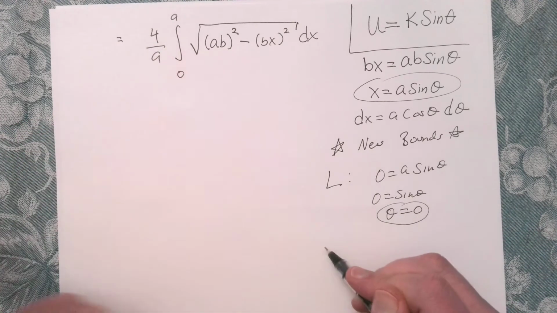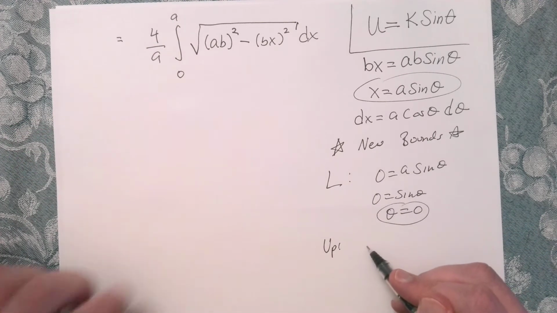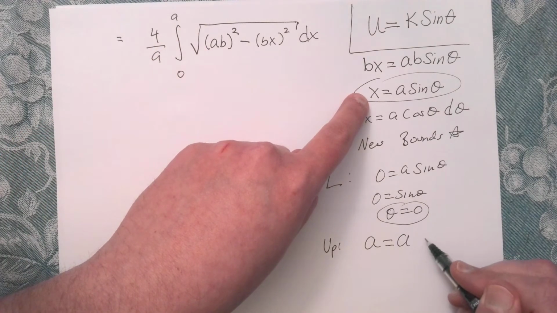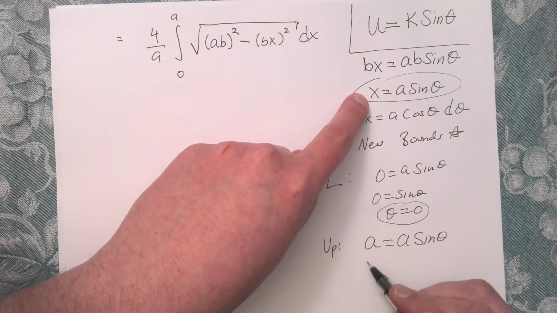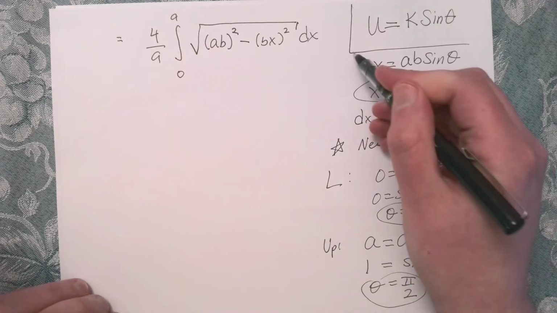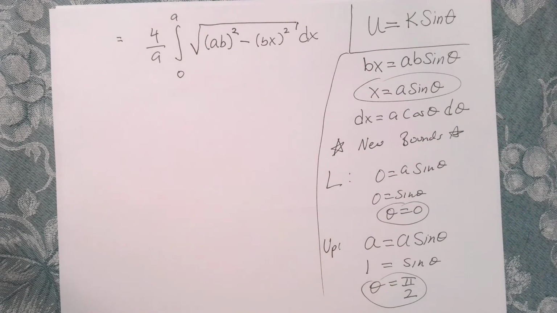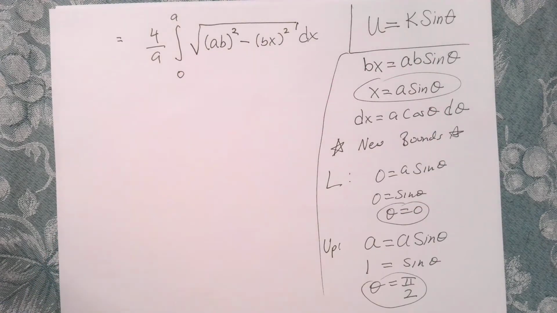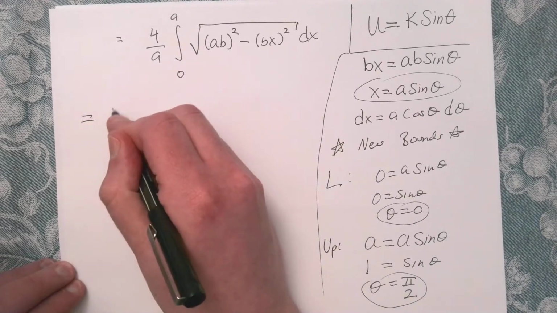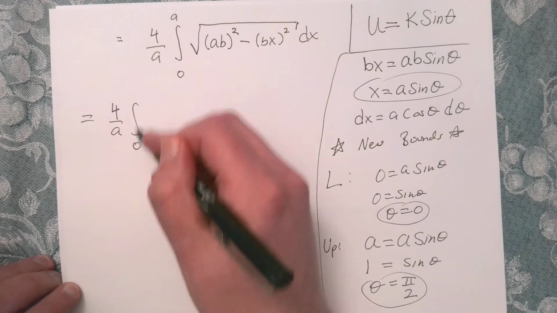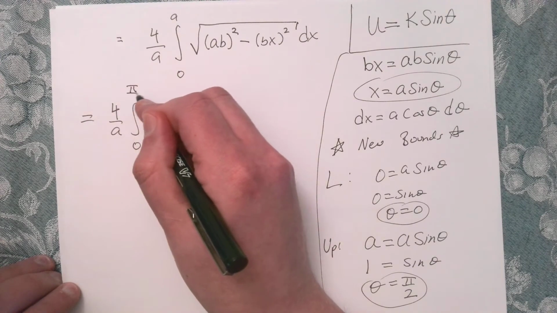And then I want a new upper bound. So a goes in for x, and I solve for theta. So a is equal to a sine of theta. That means that 1 is equal to sine of theta, and so theta is equal to pi over 2. So that seems nice. So now I can completely leave the world of x's and enter this new helpful world of thetas. Okay, so now we're integrating from 0 to pi over 2, again, with respect to theta.